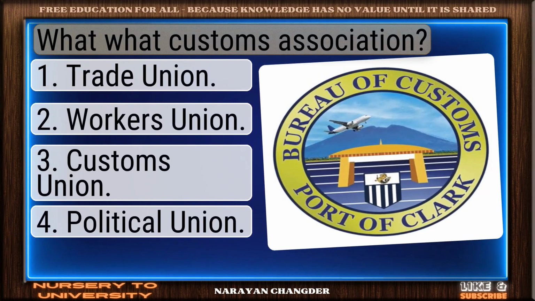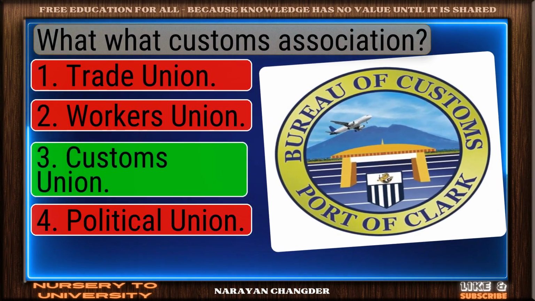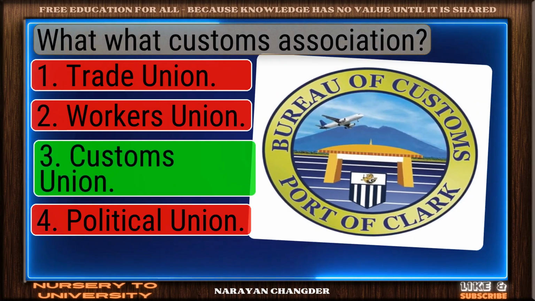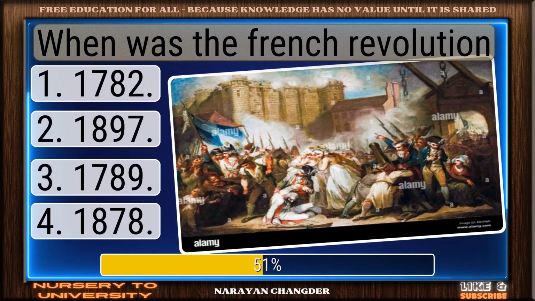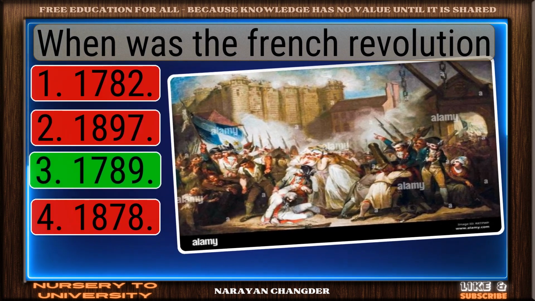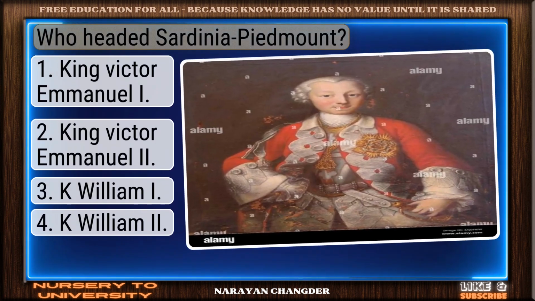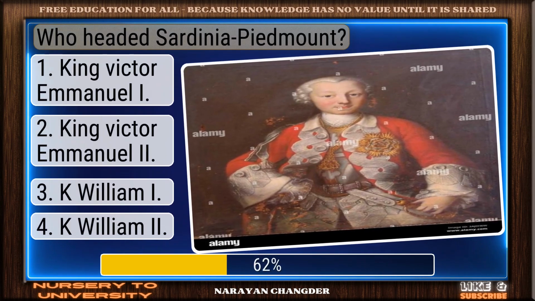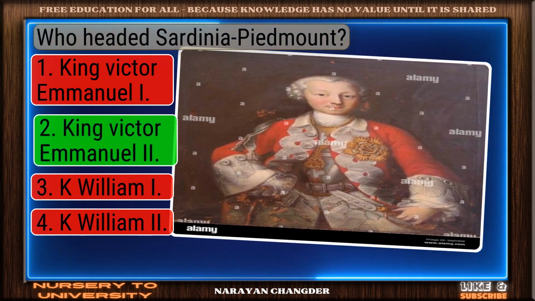What is Customs Association? Nice work. Customs Union fits perfectly. When was the French Revolution? Correct response. 1789 is accurate. Who headed Sardinia-Piedmont? Bravo, King Victor Emmanuel is the answer.